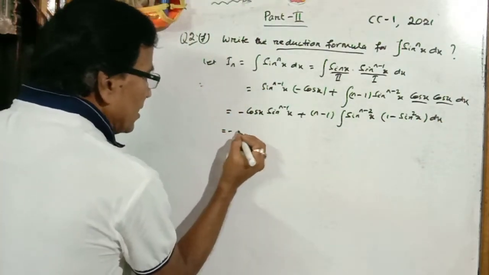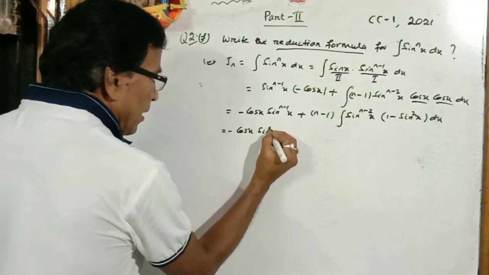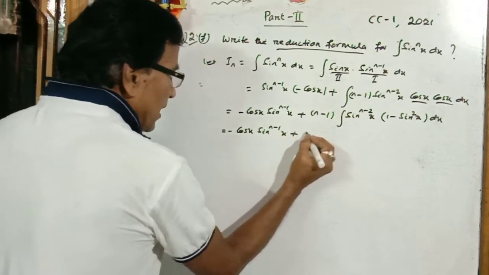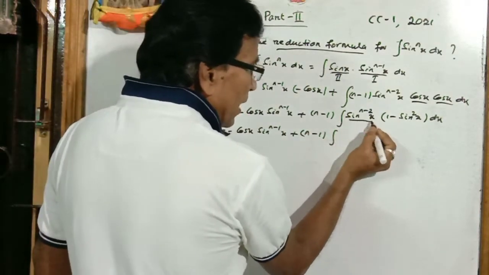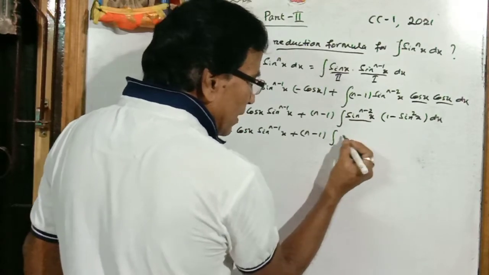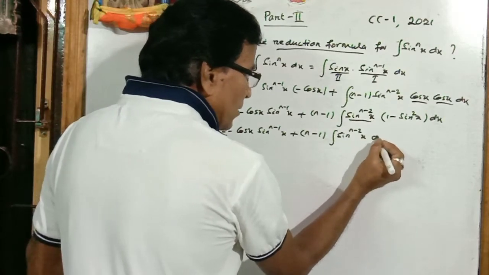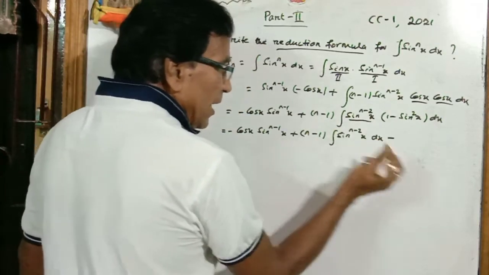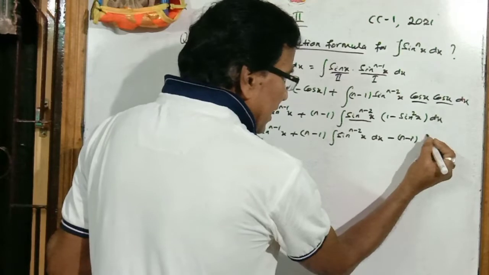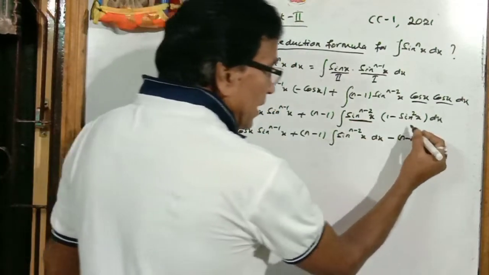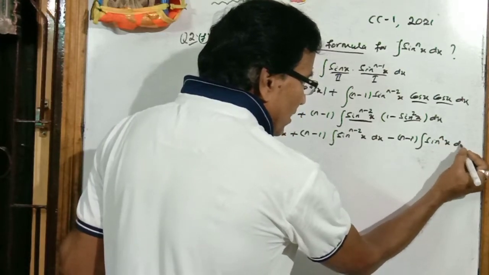Now again, it is equal to minus cos x into sin^(n-1) x plus (n-1) whole integration of sin^(n-2) x into 1, that is equal to sin^(n-2) x with respect to x, minus again (n-1) integration of sin^(n-2) x into sin^2 x, that is equal to sin^n x, integration of this thing with respect to x.